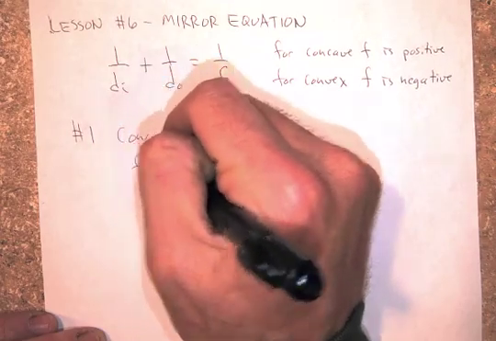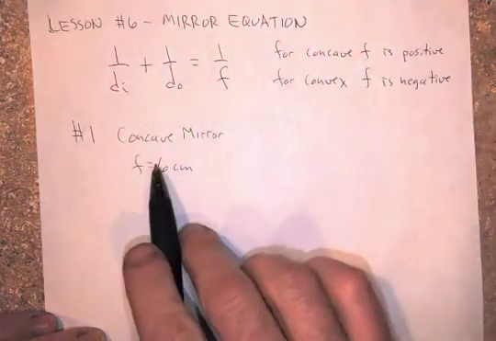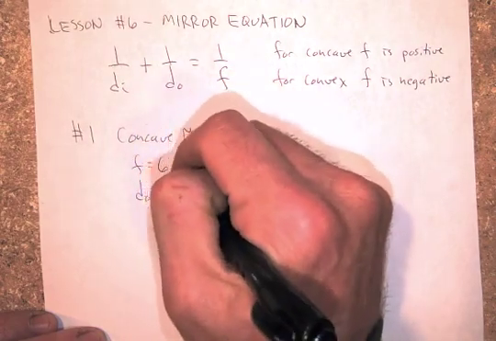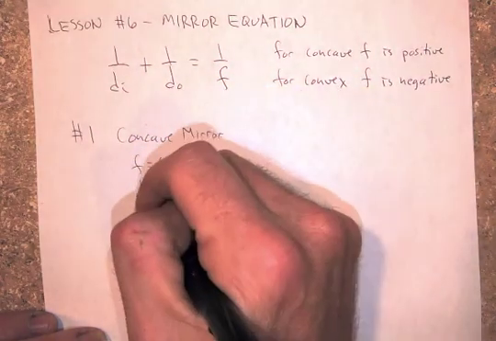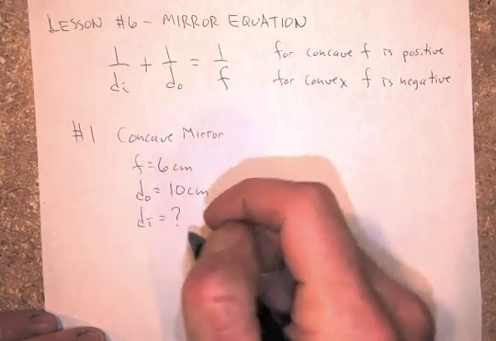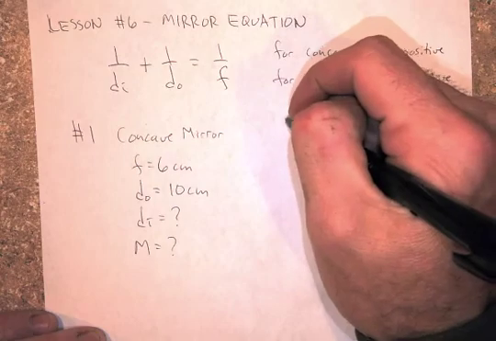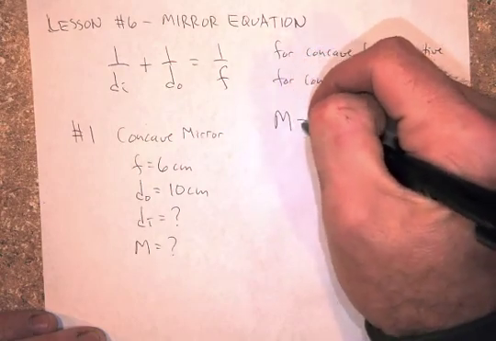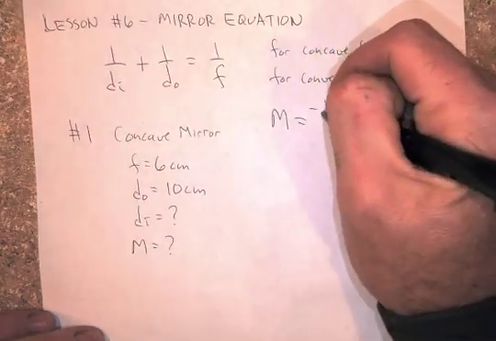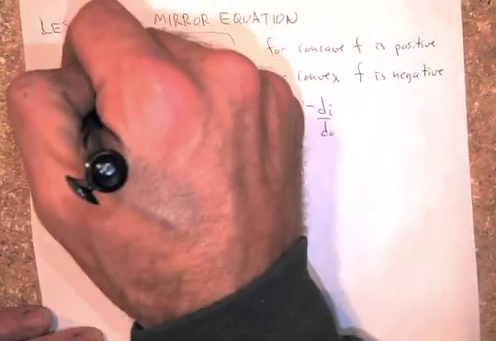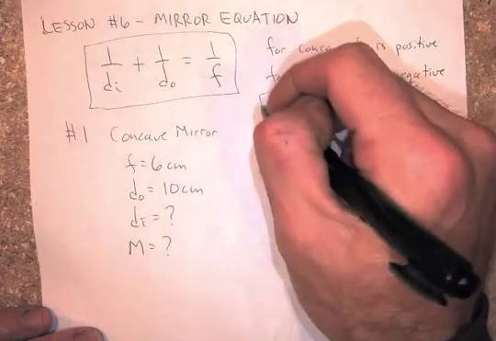Remember, f was 6. It is, we're going to say, positive. Do, object distance, was 10. Di equals question mark. Magnification equals question mark. Here's the magnification equation. Forgot to tell you that. Negative di over do. All right, so there's the mirror equation. This is the magnification equation.